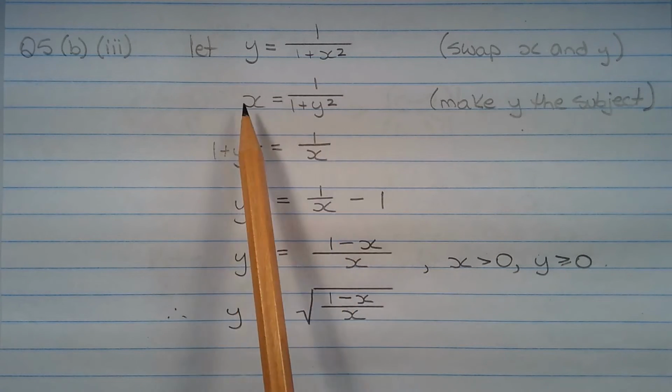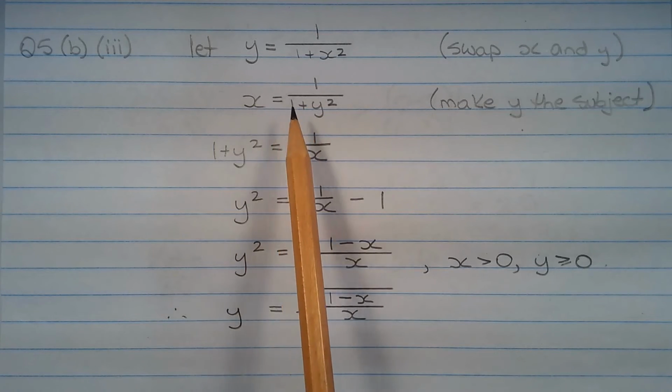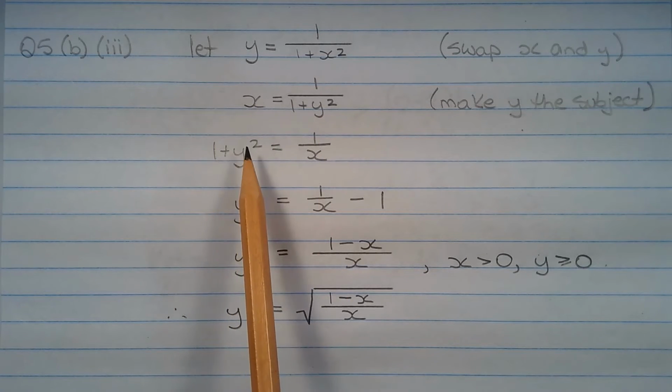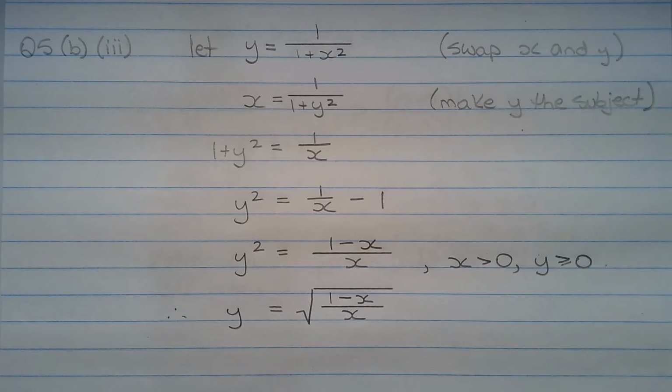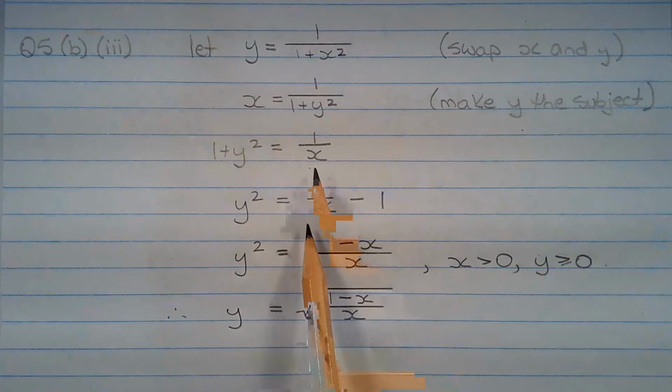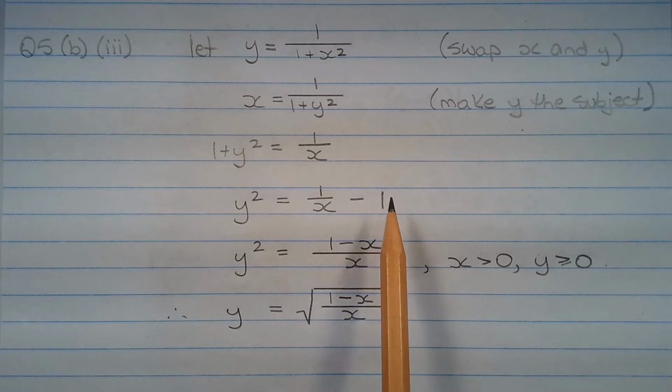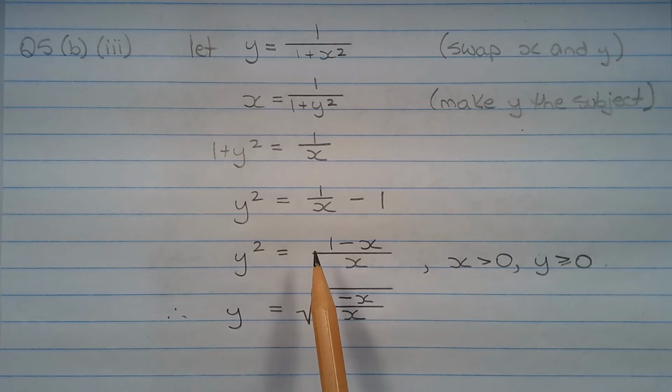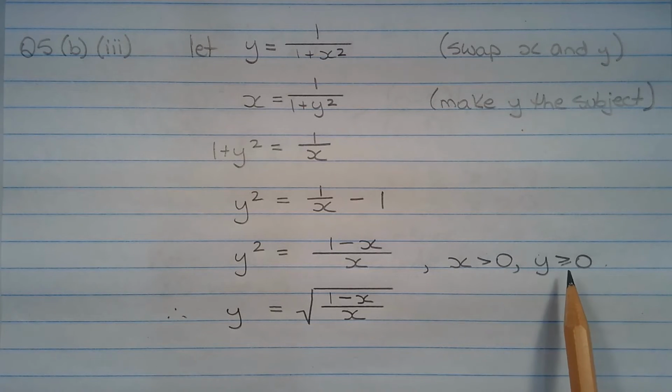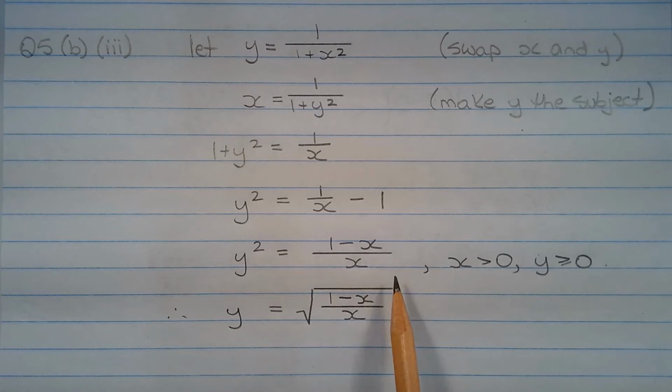So dividing both sides by x and multiplying both sides by 1 plus y squared, we have 1 plus y squared is equal to 1 over x. Subtracting 1 from both sides of the equation, we have y squared is equal to 1 over x minus 1. Combining both terms on the right-hand side into a single fraction, we have y squared is equal to 1 minus x over x, where x is greater than 0 and y is greater than or equal to 0. Taking the positive square root of both sides, we have y is equal to the square root of 1 minus x over x.